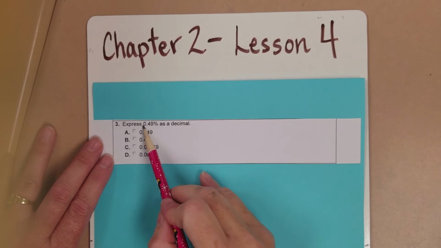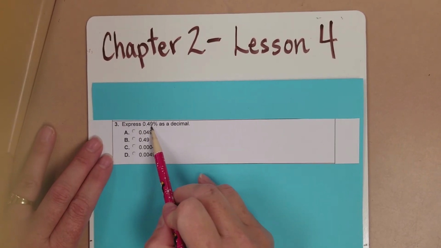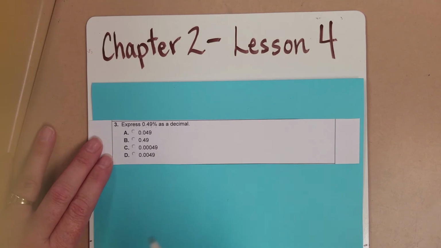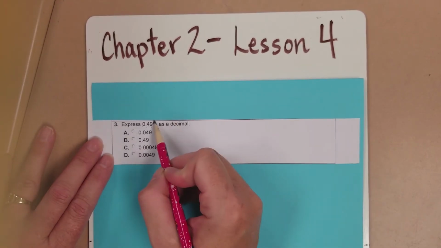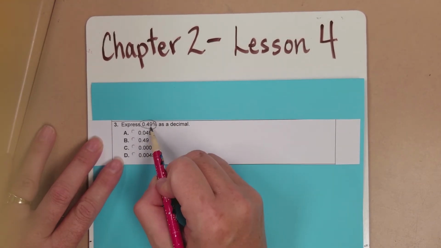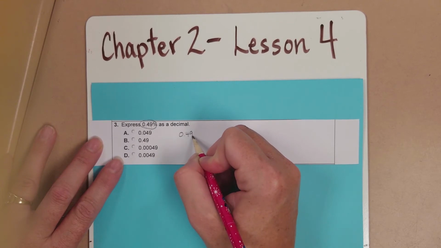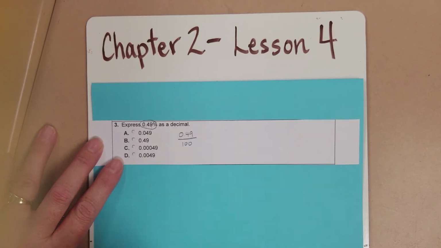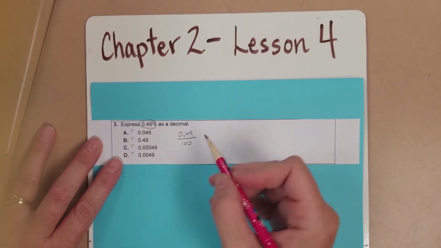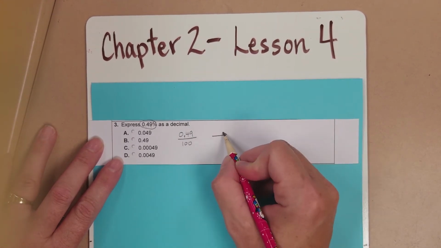Express 0.49% or 49/100 of a percent as a decimal. Now, this would be 49/100 of a percent. So it would be 0.49 per 100. We don't like to mix fractions and decimals together, so we're going to do another option.